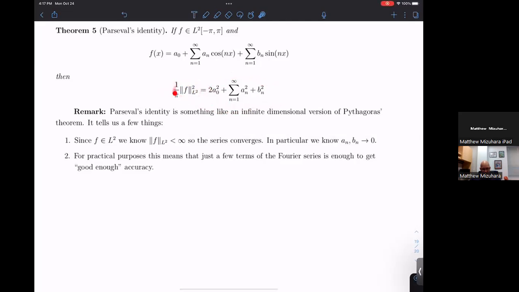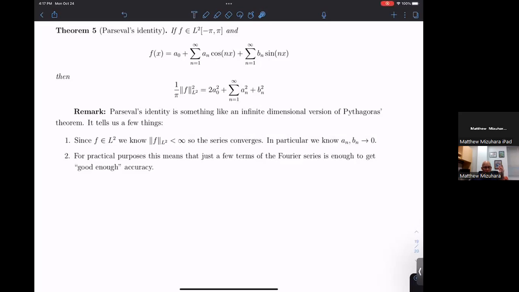and you see what's kind of interesting: on the left-hand side, we have the L2 norm, which you're thinking about as the integral of f squared. And on the right-hand side, we have simply an infinite sum of the coefficients squared plus 2 times the a naught squared. So very interesting little calculation here.